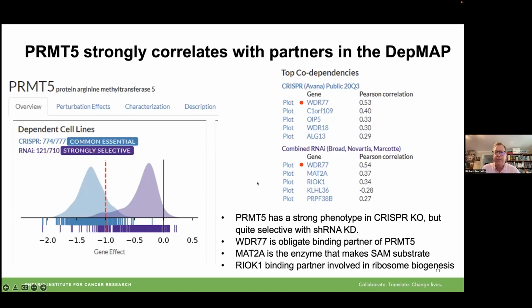Makes sense. In the RNAi, which is showing quite a bit more texture, I think we're getting better information out of the RNAi. You can see a bunch of other things that from the literature would be potentially predictable. MAT2A is the enzyme that makes a substrate for PRMT5. It makes SAM. RIOK1 is a binding partner for PRMT5 involved in ribosome biogenesis. So I see a pattern here which looks really good, makes me trust the data.